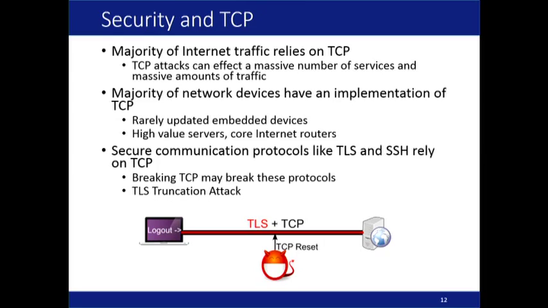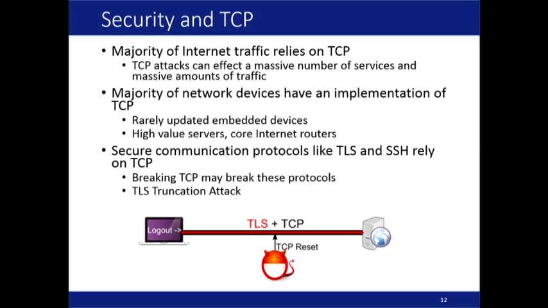So it turns out that the majority of internet traffic relies on TCP, which means that any attacks on this protocol will affect a massive number of services and huge quantities of traffic. So web servers, email servers, instant message clients, file transfer, SSH would all be impacted by attacks against TCP.